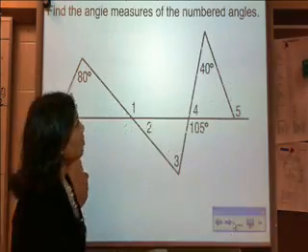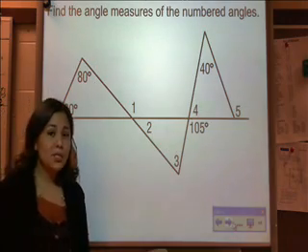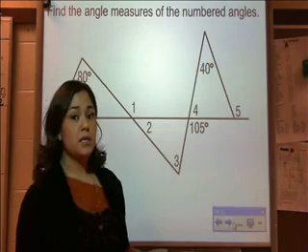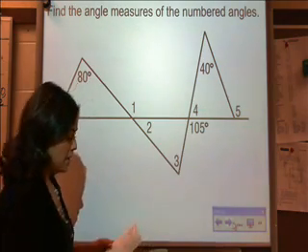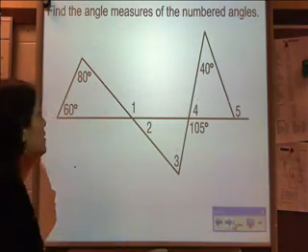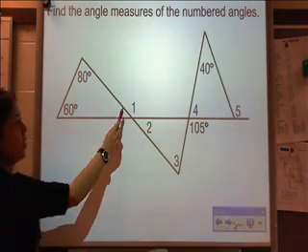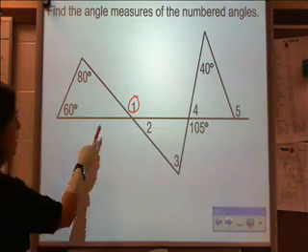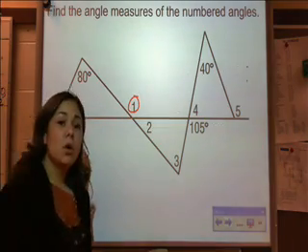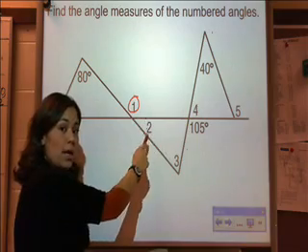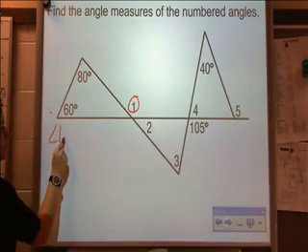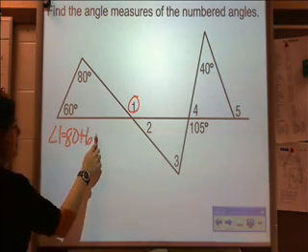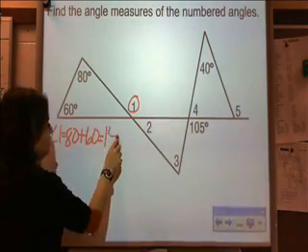Okay, the next problem we're going to do, we're going to find the angle measures of each of the numbered angles in this picture, and we're going to use some different properties that we've been talking about with angles and triangles. Okay, so angle 1. If you look, 80 and 40 are remote interior angles to angle 1. So angle 1 is the sum of 80 plus 60, so 140.